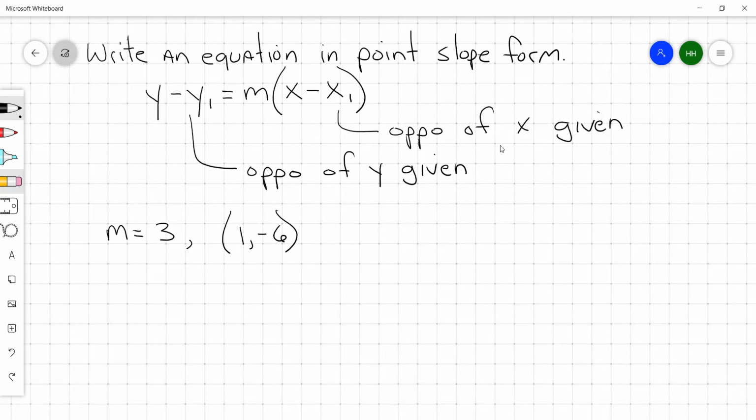It's fairly simple. You write the letter y. And then right here goes the opposite of the y value given. Well, your y value that's given is -6. So we go +6 equals the slope, which is 3. Left parenthesis, the letter x. And then next to the letter x goes the opposite of the x value given. So in this case, the x value that was given is +1. So to the right of this x goes -1. And that's your equation in point-slope form.